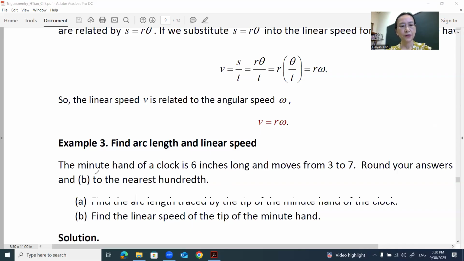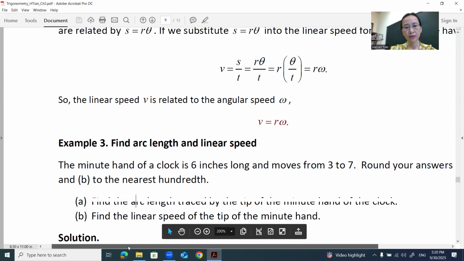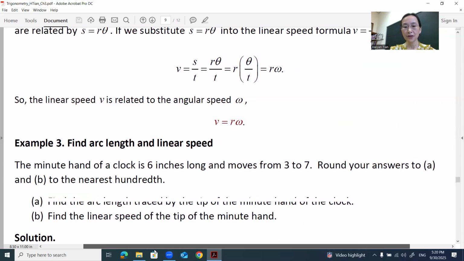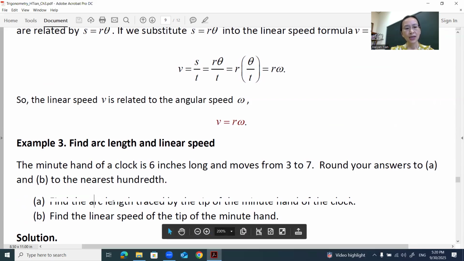So the question says, if we have a clock, the minute hand of a clock is 6 inches long and moves from 3 to 7. Round your answers A and B to the nearest hundredths. Find the arc length traced by the tip of the minute hand.